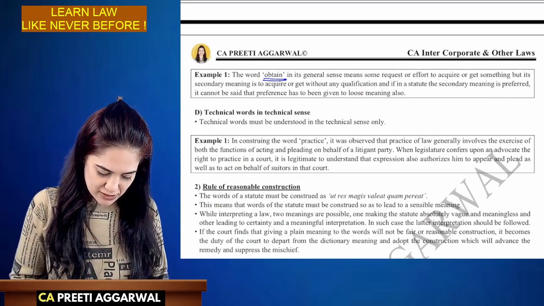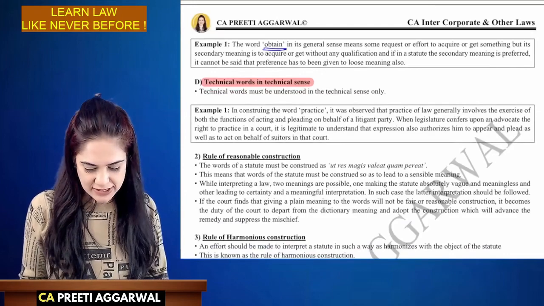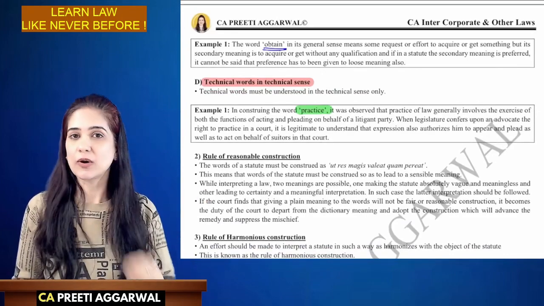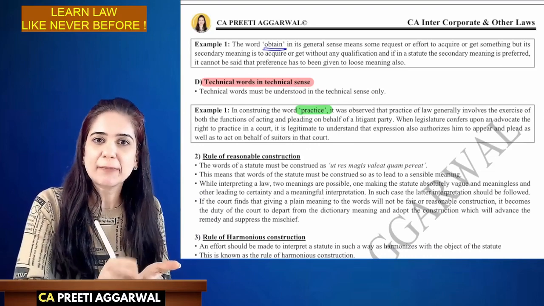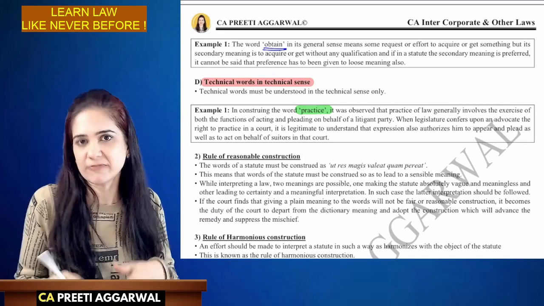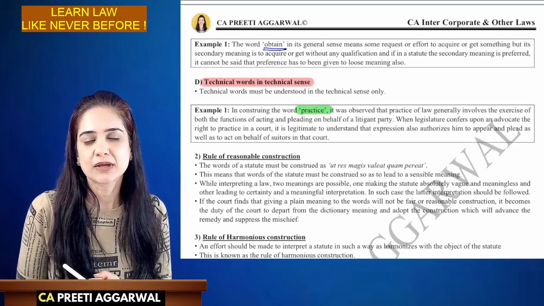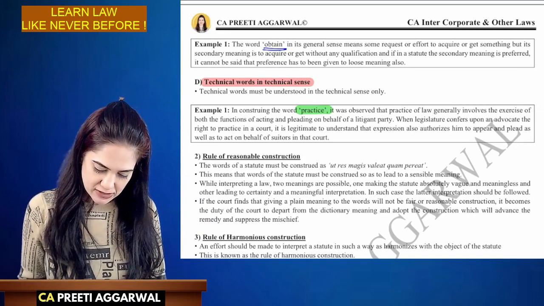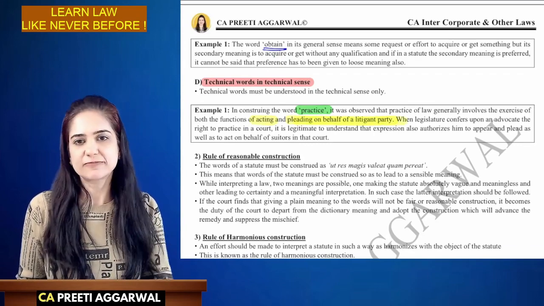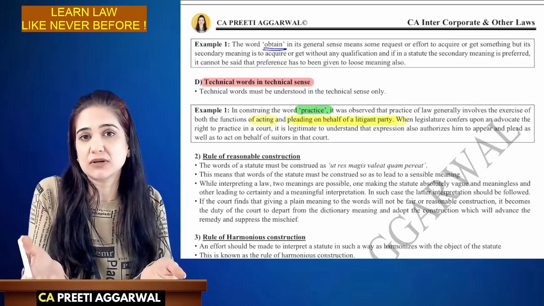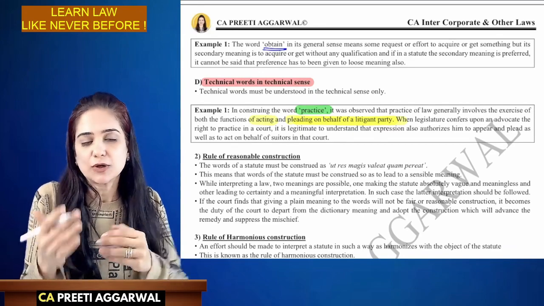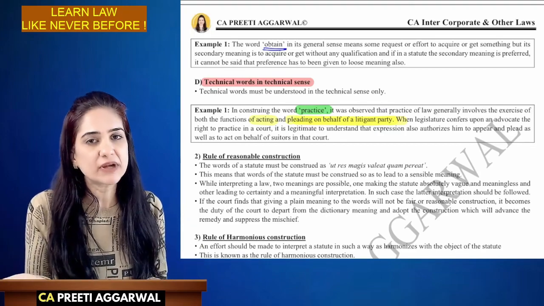Technical words should be understood in the technical sense. Like when I say the word practice, like he's a practicing lawyer. Does it mean that he's only doing the paperwork, or it also means that he will also fight the case for you in the court of law? Fight also in the court of law. So the word practice generally involves both the function, acting as well as pleading for the litigant party, not just paperwork. Like you are a chartered accountant. You will not just prepare the return, but if anything happens, you will also represent your client in front of the income tax authority.